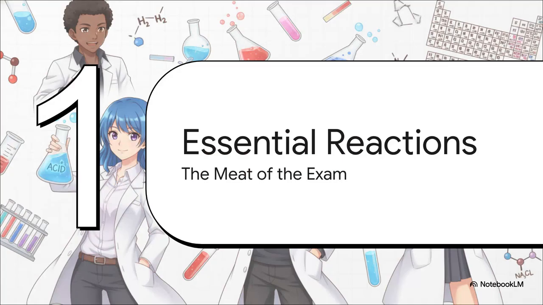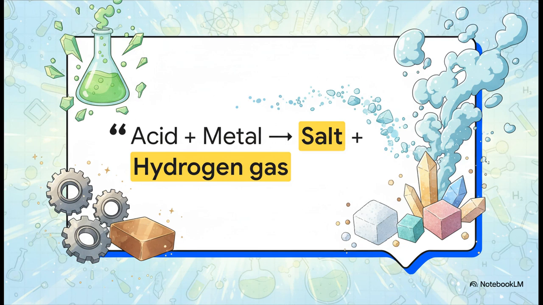Moving on to Section 2, Essential Chemical Reactions. This right here is the absolute meat of the exam. Listen, if you only remember one single general formula from this entire explainer, make it this one. Acid plus metal yields salt plus hydrogen gas. This is basically the blueprint for so many questions you're going to face. A metal reacts with an acid, kicks out the hydrogen atoms to form a salt, and releases hydrogen gas.